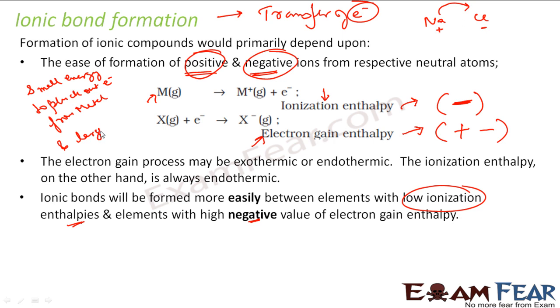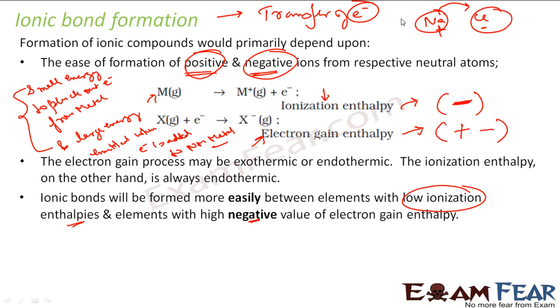and large energy emitted when an electron is added to a non-metal. If this is the case, it's easy to form a bond. For example, in NaCl, very small energy is required to pluck out an electron from sodium to become Na+, and it gives energy when it forms Cl-.